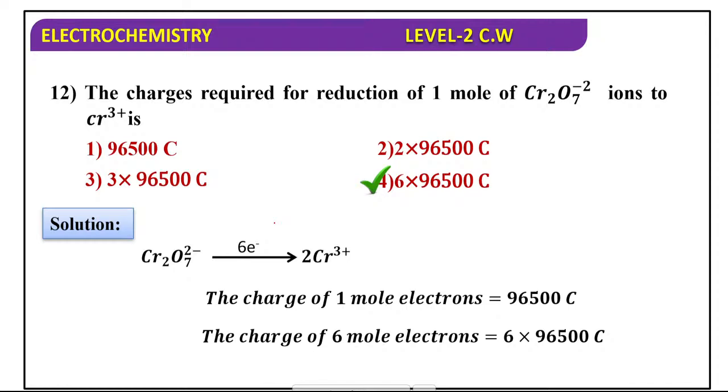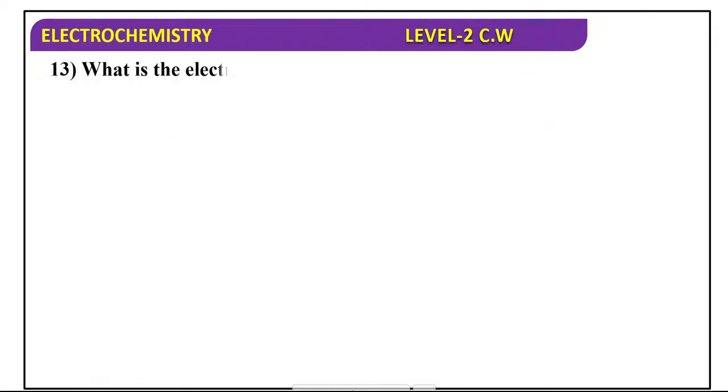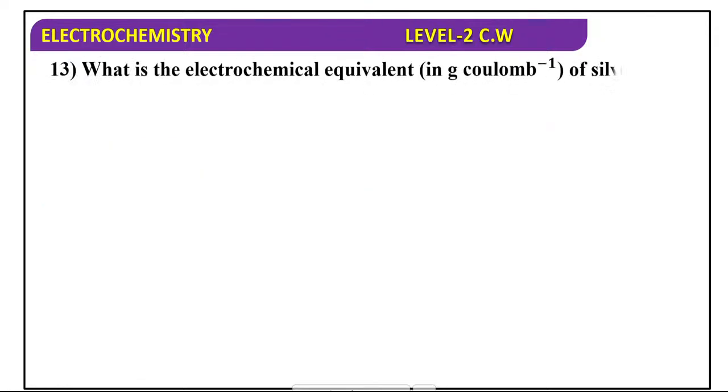You have to just see it is plus 6 to plus 3. So change is of 3, but there are 2 chromium in one dichromate. So 6 mole or 6 Faraday of electricity.